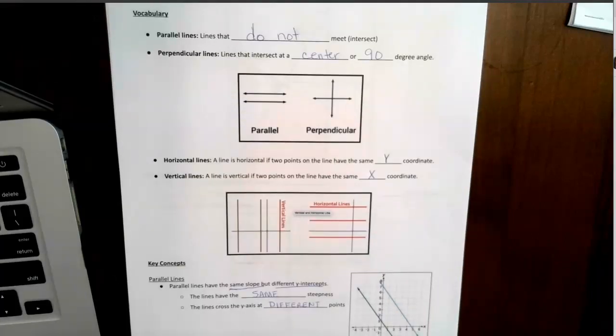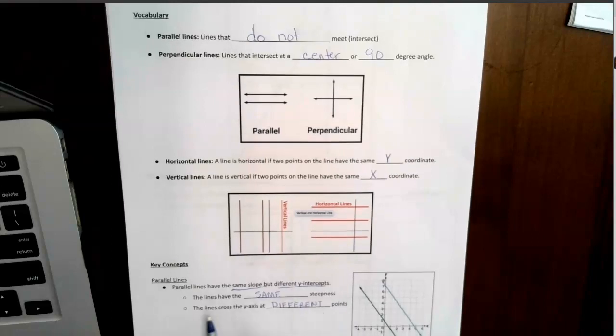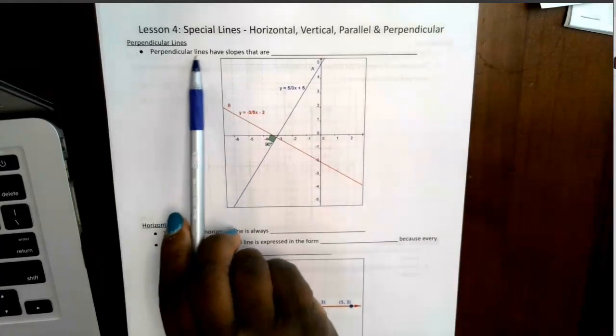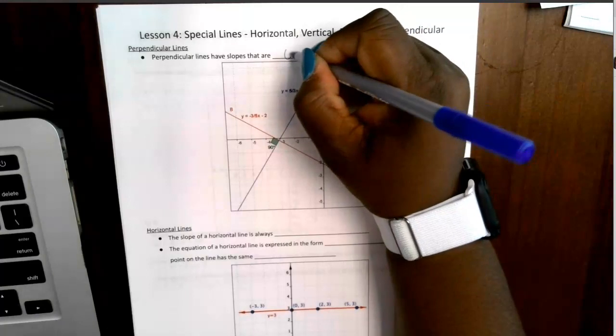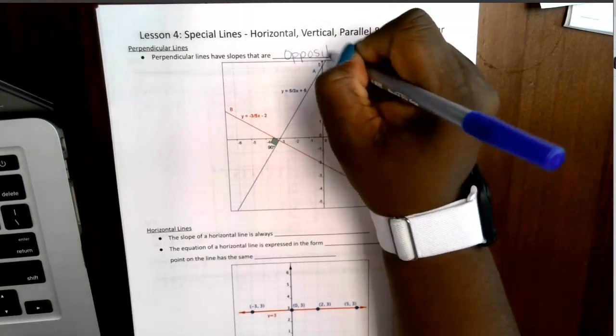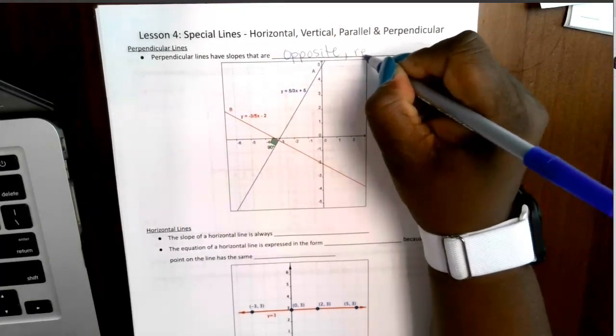Key concepts: parallel lines. Parallel lines have the same slope but different y-intercepts. The lines have the same steepness. The lines cross the y-axis at a different point. Perpendicular lines. Perpendicular lines have slopes that are opposite reciprocal. Opposite reciprocal.